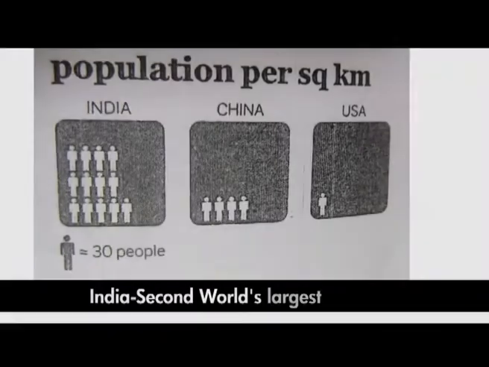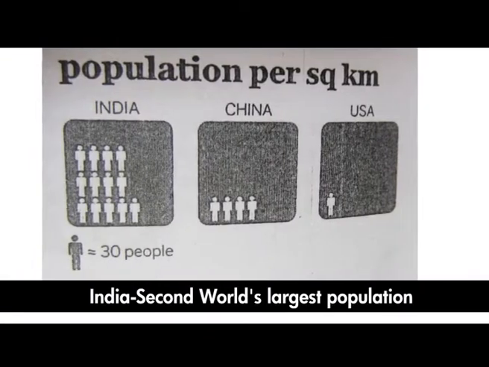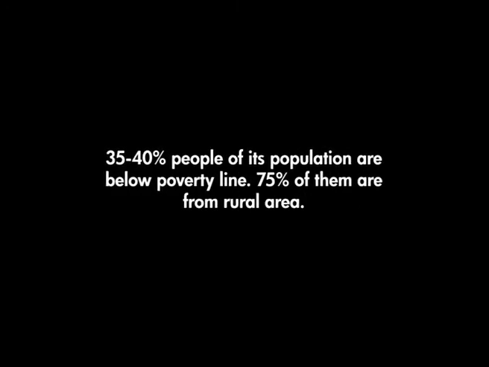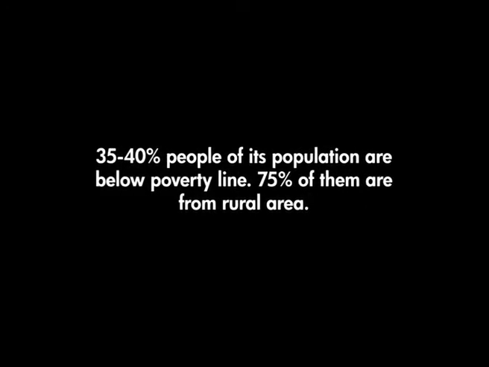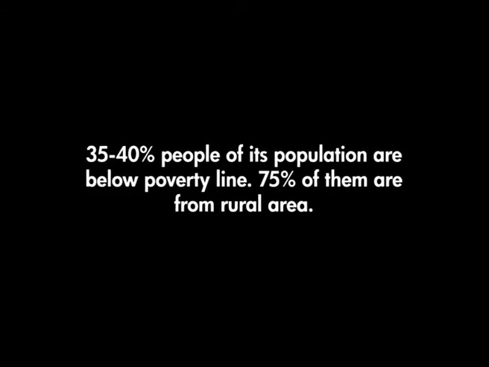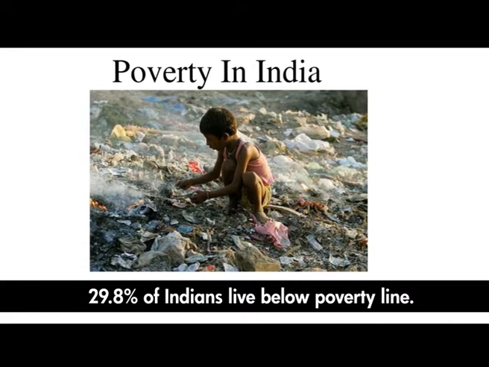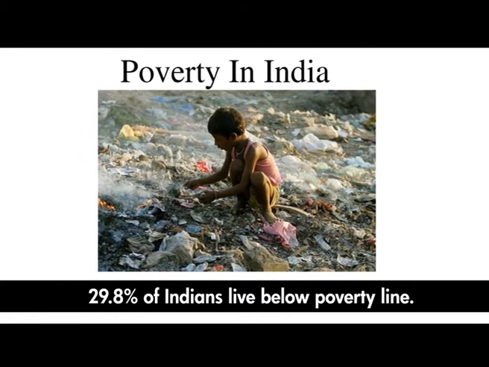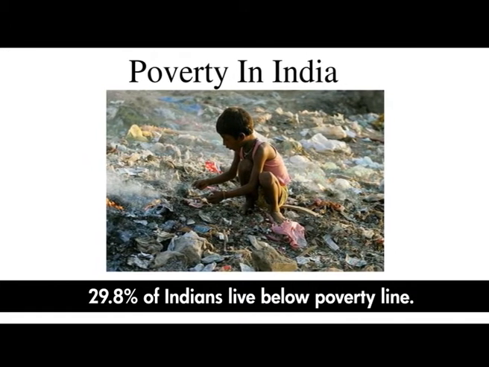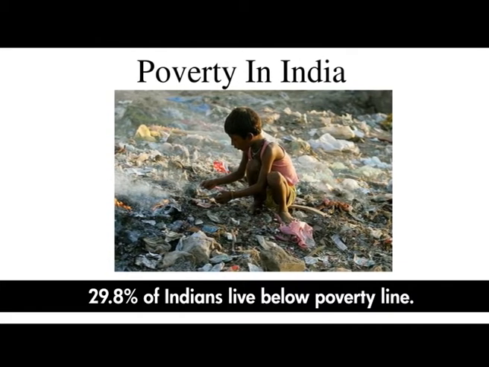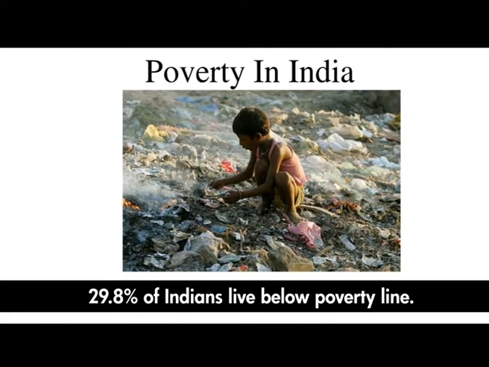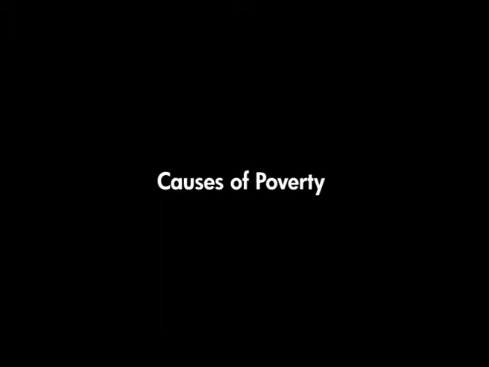If we see developing nations like India, the issue of poverty is more profound due to the lack of governmental funds. India has the second largest population in the world. 35 to 40% of its population are below the poverty line. 75% of them are from rural areas. According to 2010 data from the United Nations Development Programme, an estimated 29.8% of Indians live below the country's national poverty line.